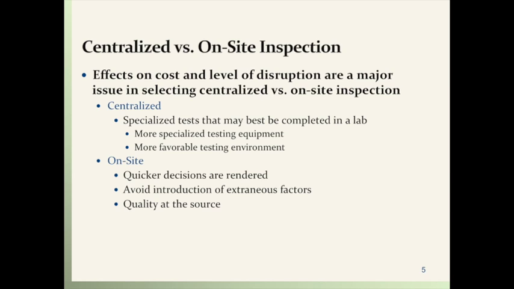You avoid the introduction of extraneous factors. So an extraneous factor may be it works great, but then when we ship it, it bounces down the road and then it gets broken. Well, that's an extraneous factor driving down the road. Quality at the source: if you want quality at the source, you need to have some kind of inspection at the source.